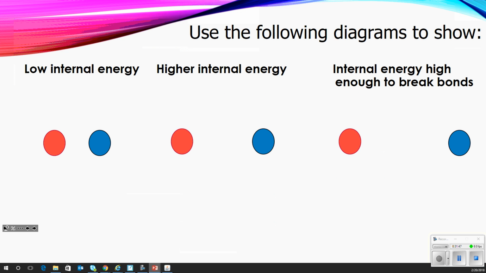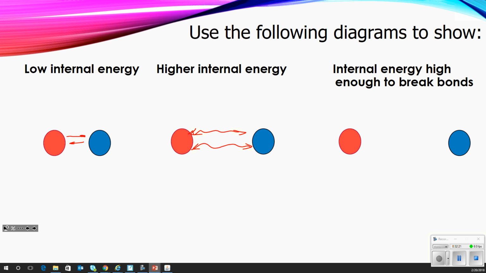Okay, so let's talk about this. When we have low internal energy, we have things going back and forth, but we don't have much stress. When we have higher internal energy, we have vibration going back and forth, very intense, like trying to pull back and forth. Think of slinkies. They go back and forth and back and forth.